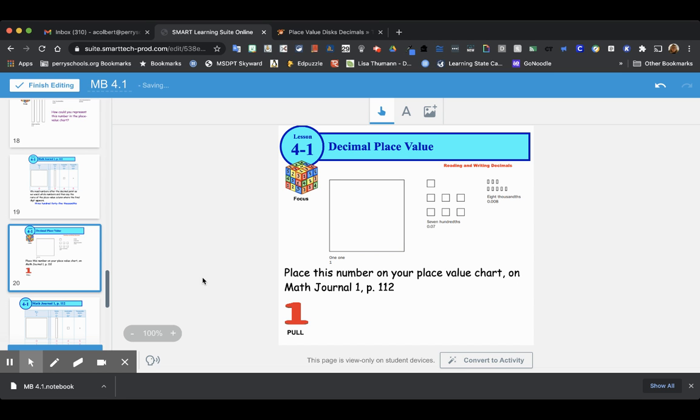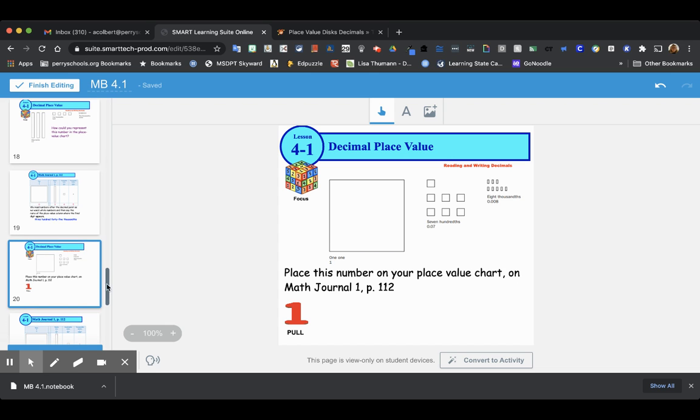So on page 112 in your math journal, there should be a place value chart, and try to place this number on your chart. You will see we have 1, so that is a whole. You have 7/100ths, and you have 8/1000ths. So put each of those digits into the correct place value, and then we'll come back and check. We'll pause the video, put those in, and then come back.